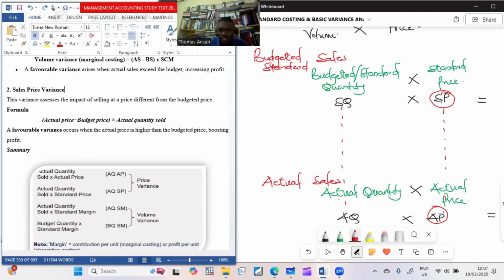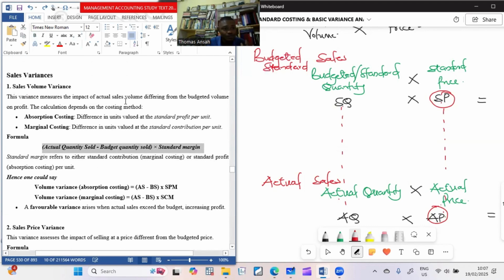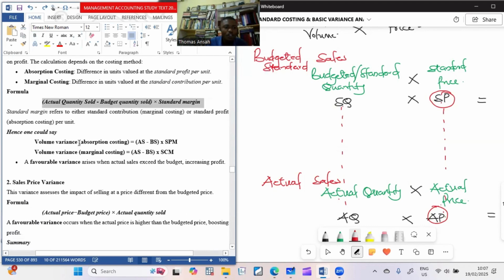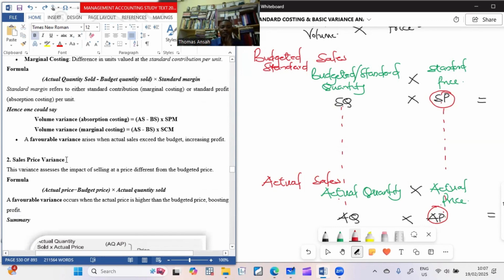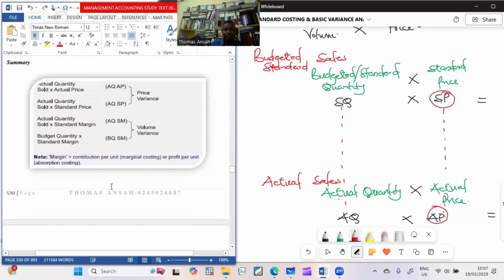Make sure, because here we are looking at margin. Margin is kind of a profitability concept, okay? So here, that is what we will be looking at so that we can get the profitability. And that is why you see these formulas like this. So what will be the formula for sales volume variance, and what will be the formula for sales price variance? And that is here for you to see. It's very simple.